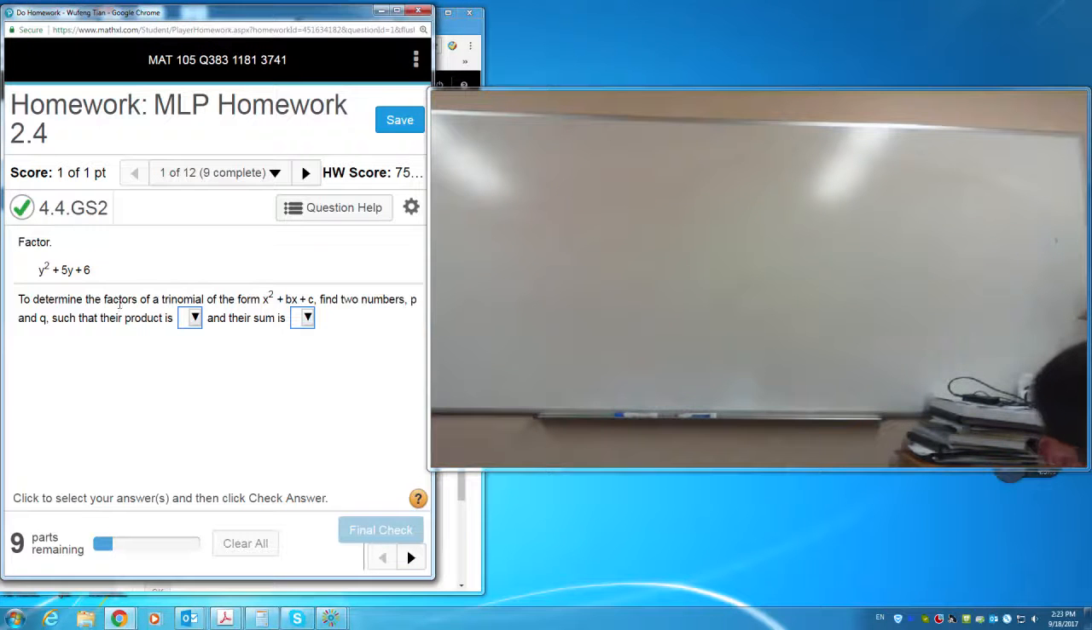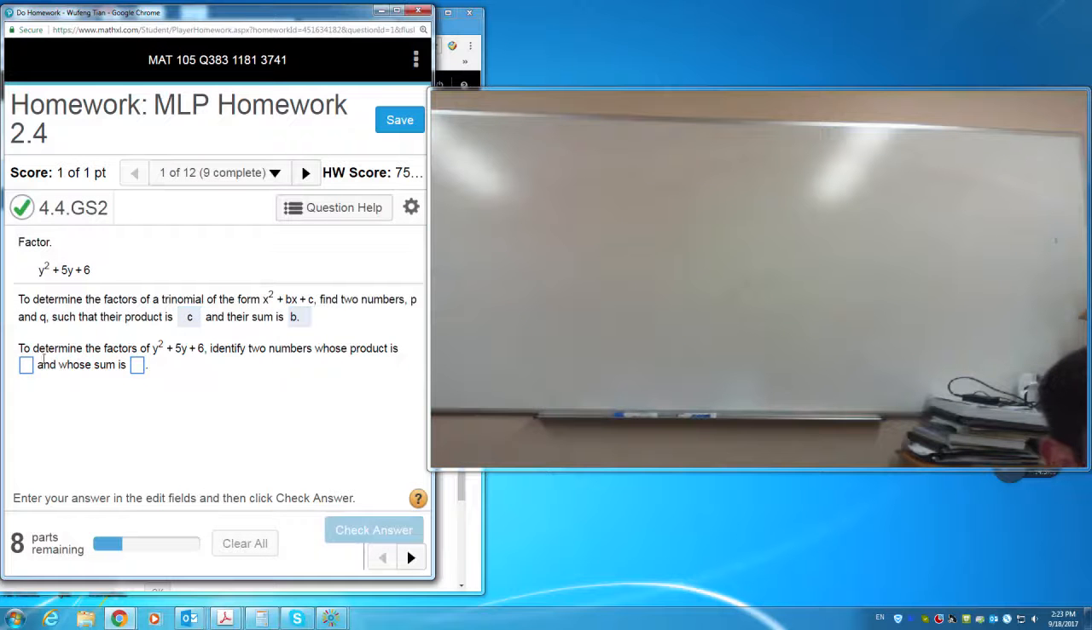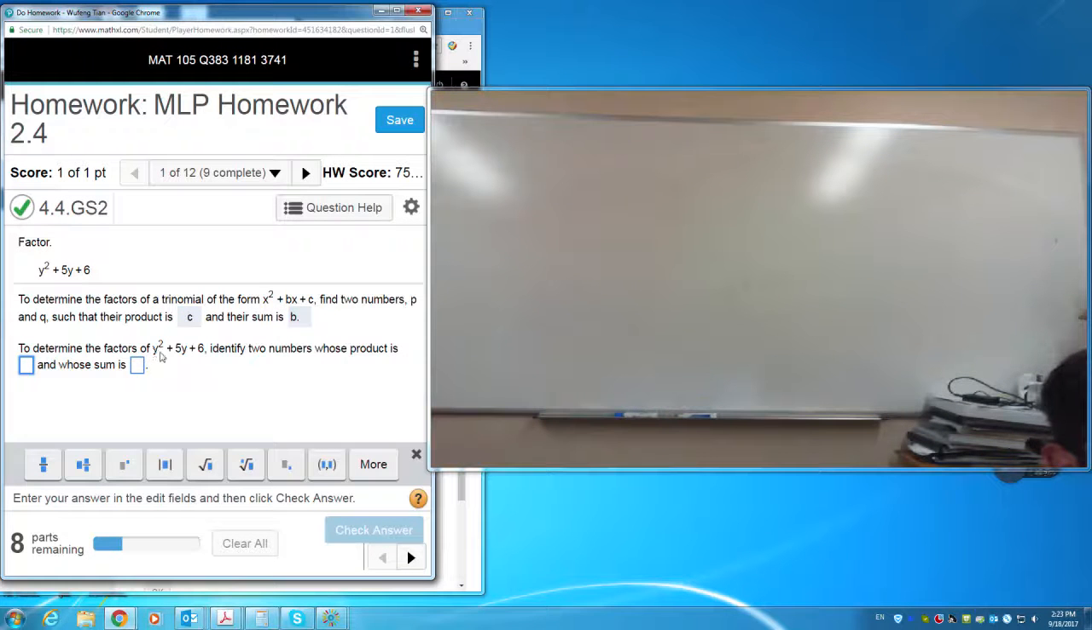To determine the factors of a trinomial of form x squared plus bx plus c, find two numbers p and q such that their product is 6, which is c. The product is c, and the sum is b. Okay. And determine the factors of y squared plus 5y plus 6. Identify two numbers whose product is 6 and whose sum is 5.